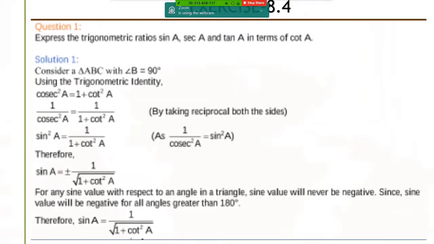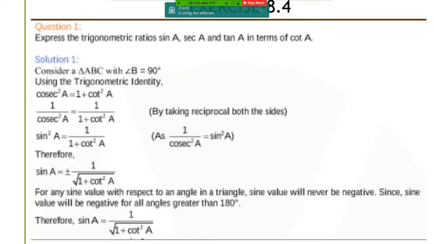Whenever we are talking about trigonometry, we need to have a triangle ABC wherein one angle is 90 degrees. Since here we are talking about finding the values of sine A, secant A, and tan A, we are talking about the angle A, so we need to make some other angle B as 90 degrees. Now using the third trigonometric identity, that is cosecant square A is equal to 1 plus cot square A.